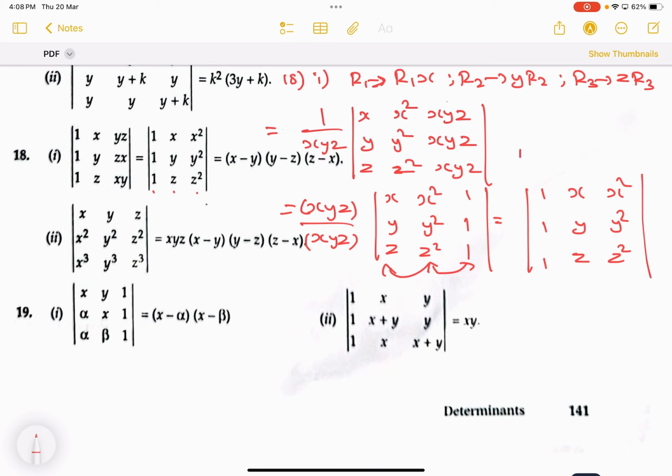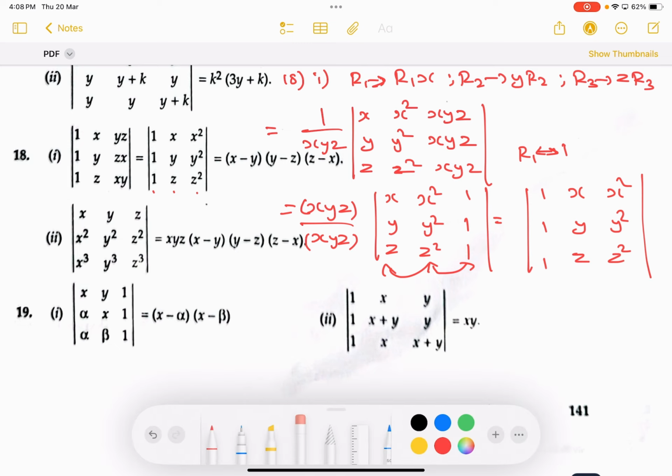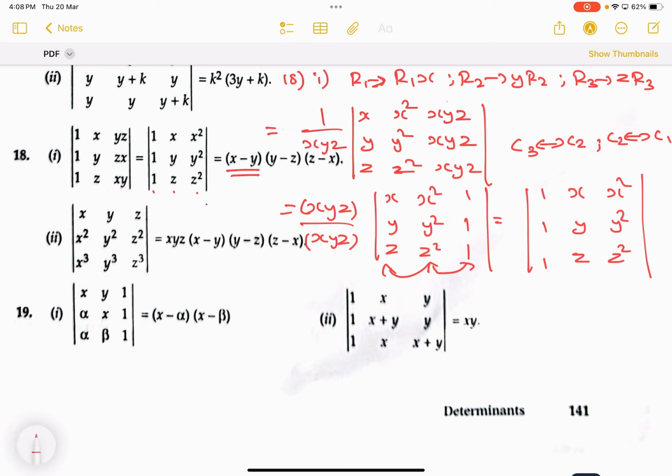By interchanging R1 with column 1, C1 into C2, column 3 interchange with column 2, then after that again column 2 interchange with column 1, right? 2 times of interchanging you are getting this. Now look here, what are you supposed to get? x minus y, right? x minus y you have to get. So row 1 subtract row 2, you will get x minus y. So do first, row 1 minus row 2, to get x minus y.